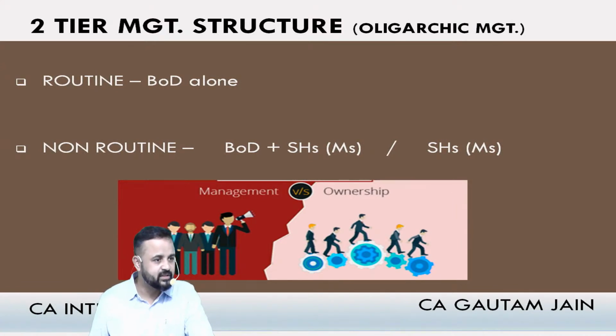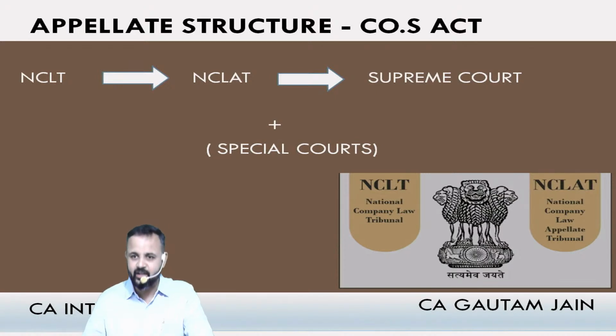Then we talked about 2-tier management structure, which also is called as what? Oligarchic management. So what does that mean? Generally, we know board of directors manages the company. However, exceptionally, even members also may be involved in decision making, or members alone may take the decisions. That will happen only in non-routine matters. Routine matters it is board of directors. Didn't we discuss this? We have. I've given you examples also, but now because it's revision, obviously I can't discuss everything we have discussed, but at least a few things we are trying to recall.